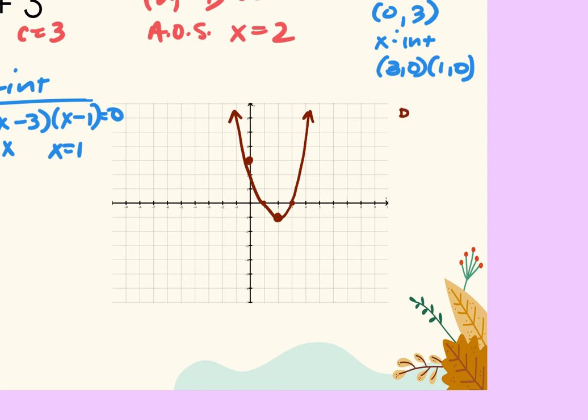It didn't ask for it, but domain is all real numbers every time. Range, because it opens up, would be negative 1 to positive infinity. Yep. How do you graph it again?